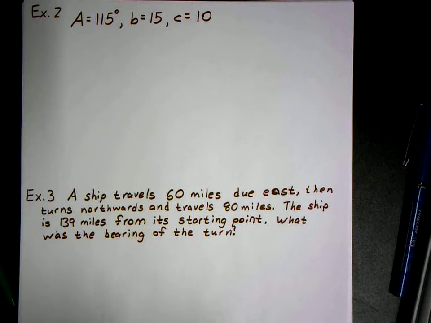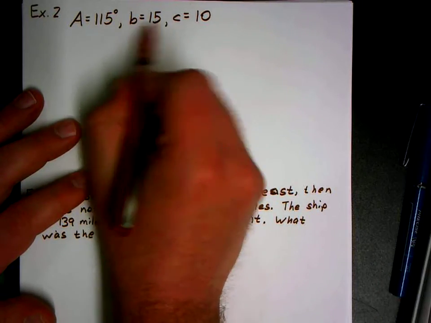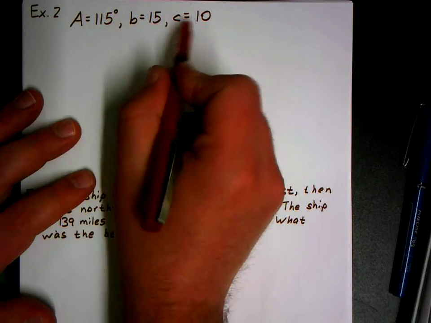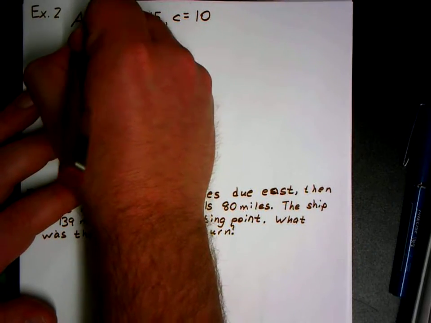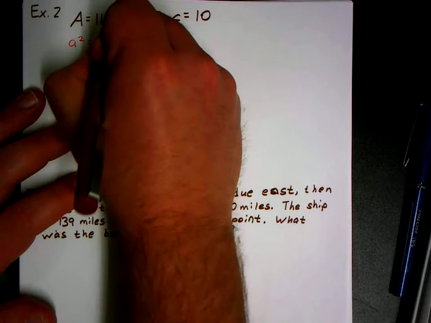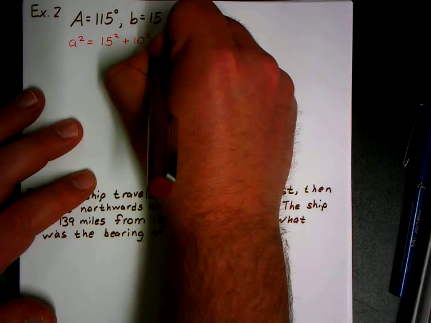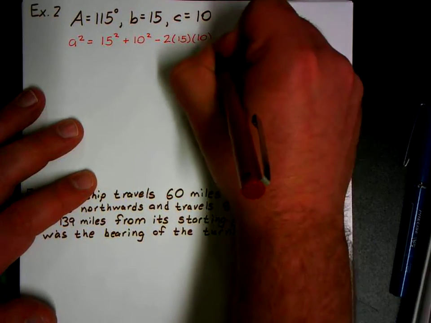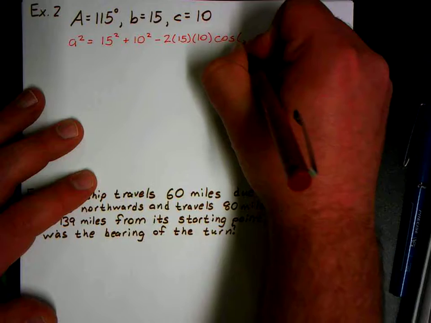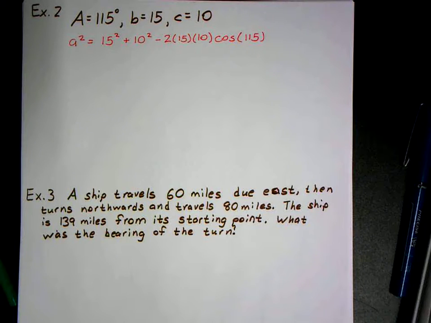So if it helps you, you can draw a picture. But with this, I have B and C and capital A. I'm missing lowercase a. So this one would have to be set up like that.